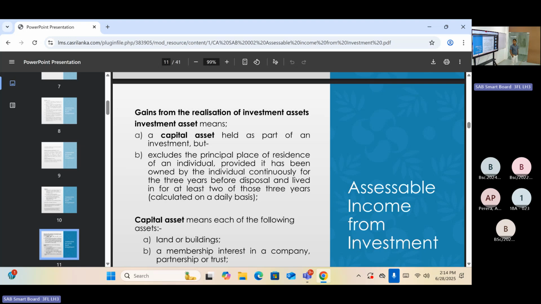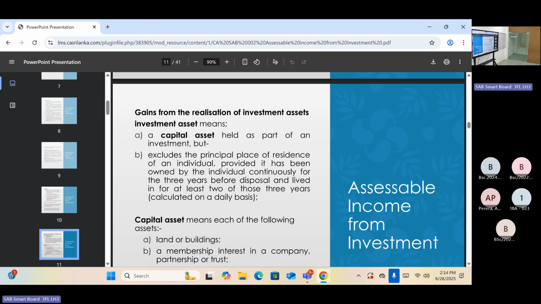We call this capital gain. From 1st April 2018 onward, capital gain was reintroduced to Sri Lanka. So that is called gain from the realization of an investment asset.